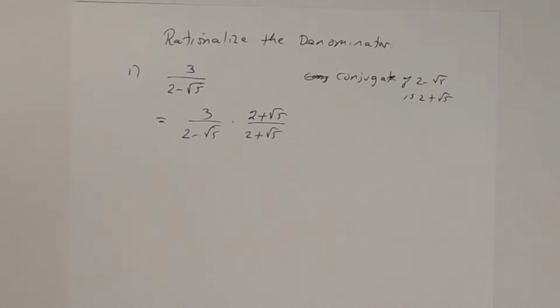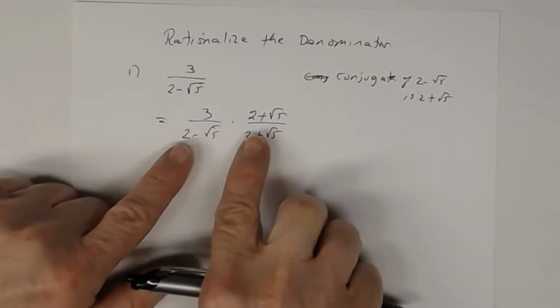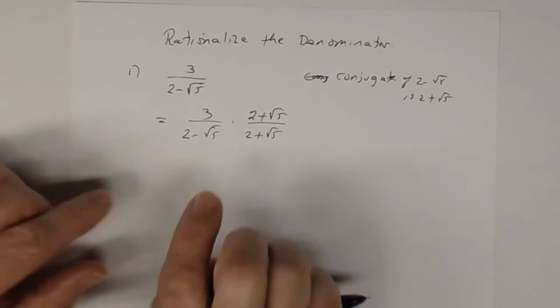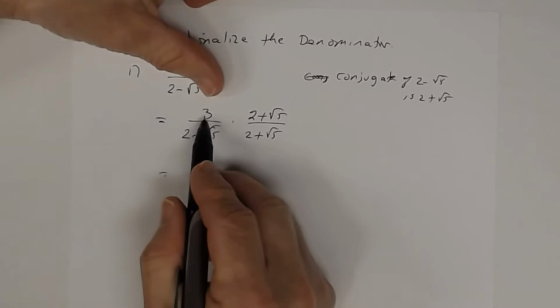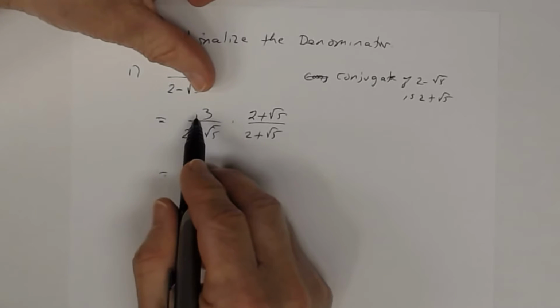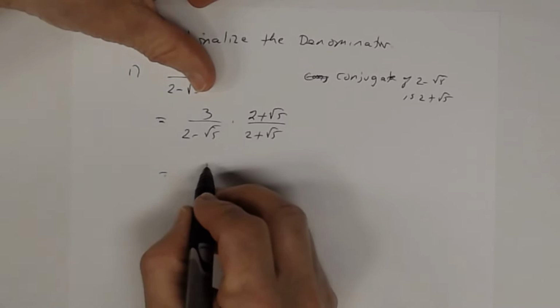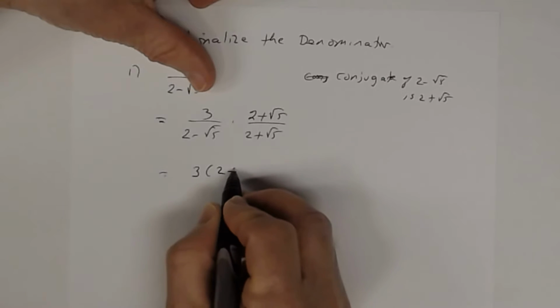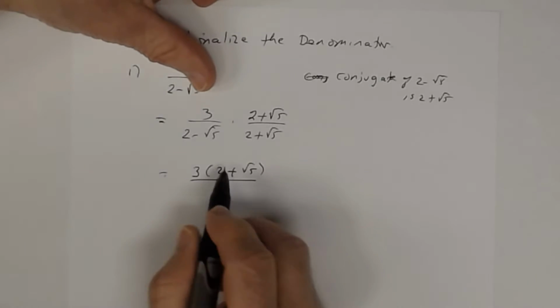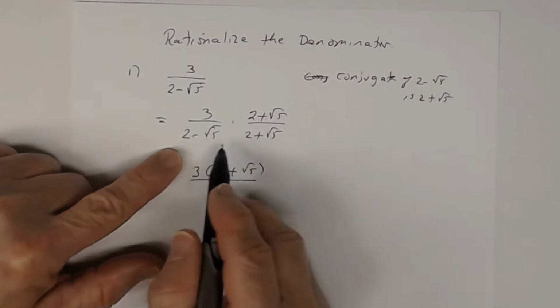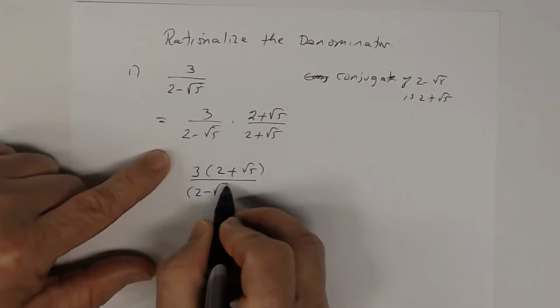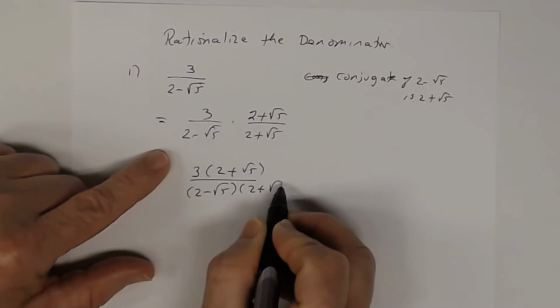All right, now we're gonna write this. See how you have two fractions being multiplied together? We're gonna write it as one fraction. So look, you have one term right here, times two terms. So let's do it like this. You're gonna say 3 times 2 plus the square root of 5 divided by, and then put those two in parentheses. You have 2 minus the square root of 5 times 2 plus the square root of 5.